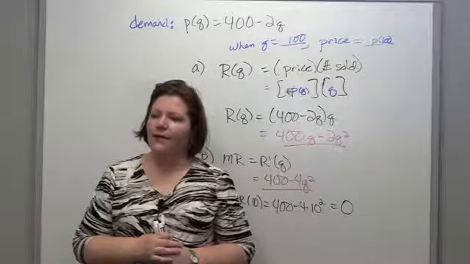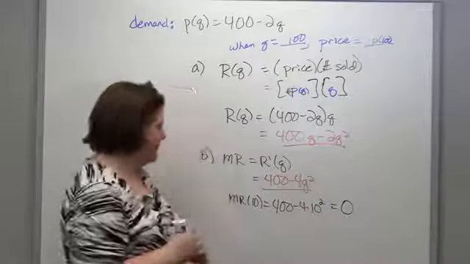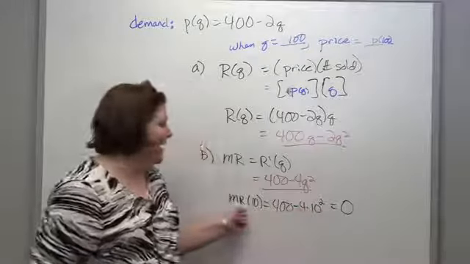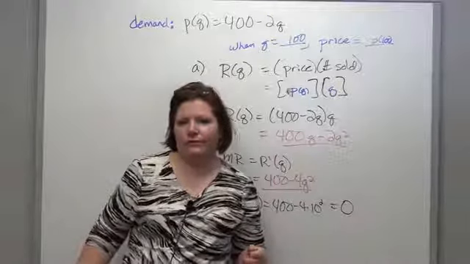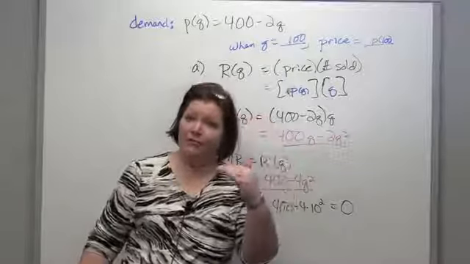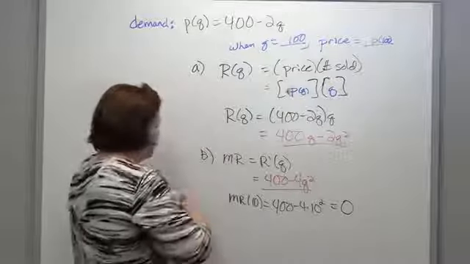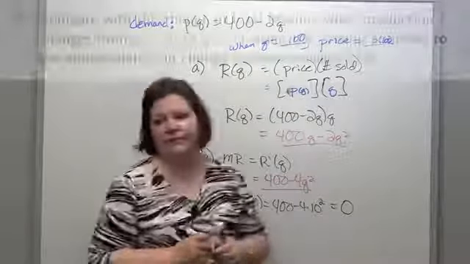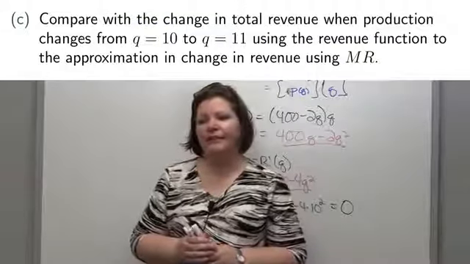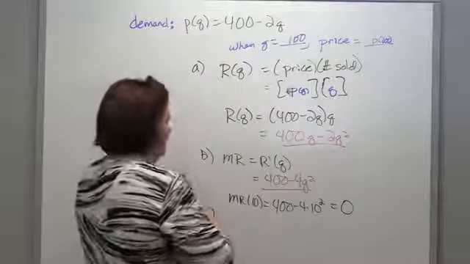So what does this actually mean? Remember, marginal revenue doesn't mean we have 0 revenue. It means the additional revenue we would get by selling one more. Because of the offset in the price, we would not get any additional revenue. So for part C, compare with the change in total revenue when production changes from 10 to 11 using the revenue function.